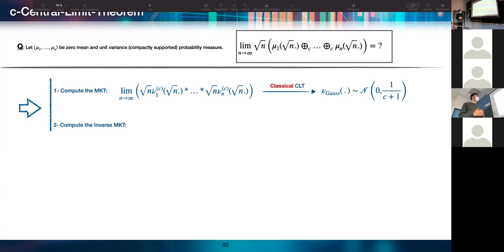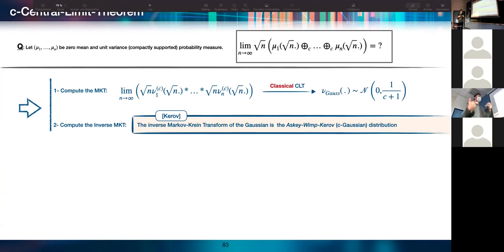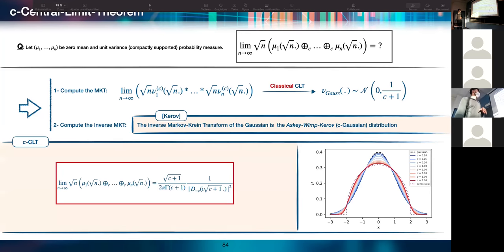So if you convolve n times some fixed variance distribution, and it is scaled such that its variance goes as 1 over n, you get a Gaussian. So the Markov-Krein transform of this object is going to be the Gaussian. And now it turns out that there is a very good result by Kerov, who says that the inverse Markov-Krein transform of a Gaussian is exactly the Askey-Kerov distribution. So in other words, you have a C central limit theorem, where the limiting distribution is something interpolating between a Gaussian and a semicircle distribution, with a fixed variance. So this is the plot on the right hand side.